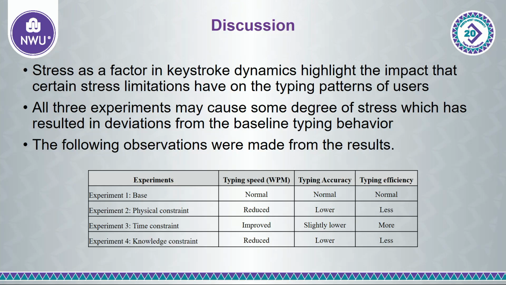You can see that even though the time constraint improved typing speed, it slightly lowered the accuracy compared to all three. This is a summarization of the events per minute, the words per minute, and the number of appendages. So even though it improved the typing speed, it lowered the accuracy of your typing pattern, but it also resulted in more efficiency. The knowledge constraint and the physical constraint are about the same. They reduced the speed, lowered the accuracy, and were less efficient.